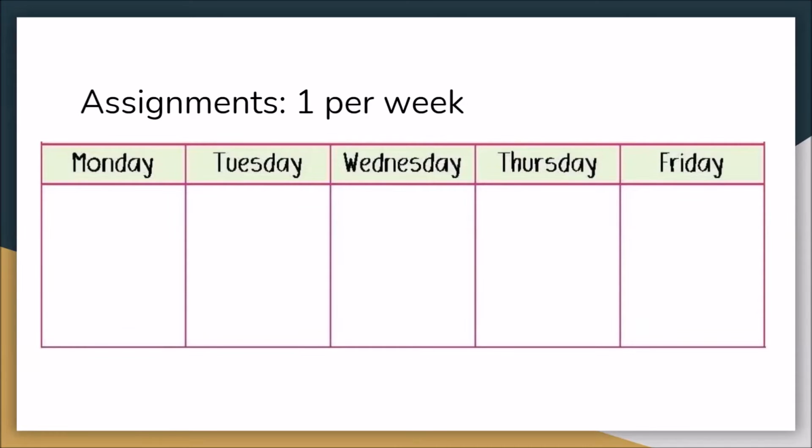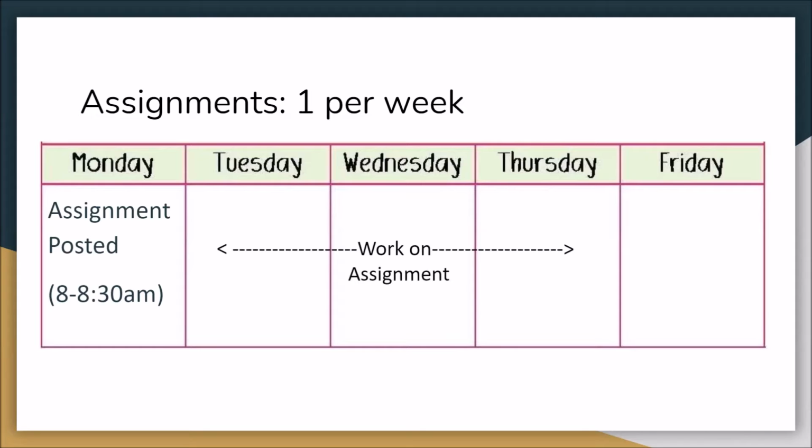Okay, so how it works. You get one assignment a week, which I post on Monday mornings, usually between 8 or 8:30. And then you are given from Monday, Tuesday, Wednesday, Thursday, Friday to work on your assignment. One of my suggestions is that you take the assignment and maybe do half of it one day, half the other. And then finally, the assignment will be due on Friday at 3 p.m. Anything after 3 p.m. will be considered late.